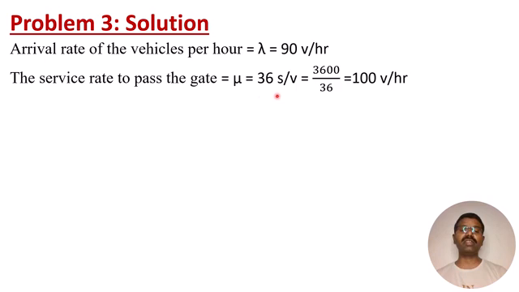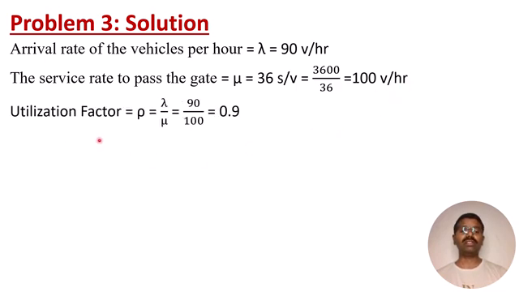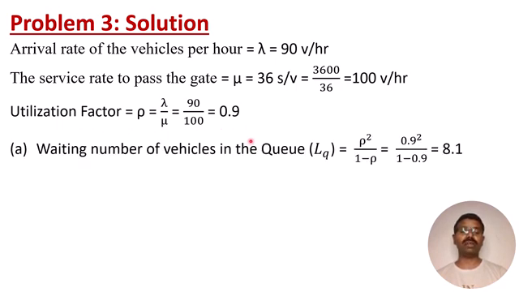So one vehicle is taking 36 seconds to pass through, and at that rate, in an hour 100 vehicles will pass through the gate. So that means 100 vehicles per hour, which is nothing but 60 into 60 by 36. Now let us find the utilization factor, rho, that is equal to lambda by mu, that is equal to 90 by 100. That becomes 0.9. So the utilization factor is 90%.